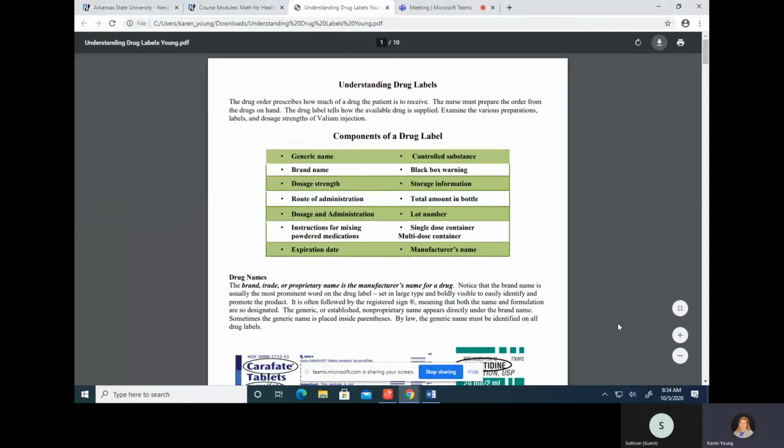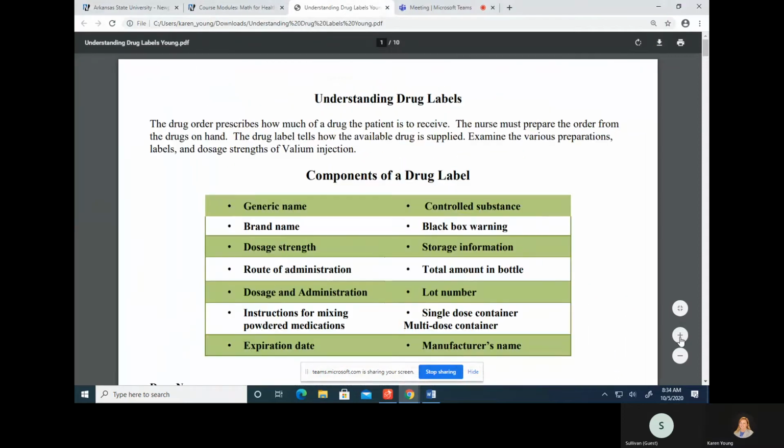All right, so for the drug labels, I won't make you list the components of the drug label because there are a lot of components. We have the generic name, and there will always be a generic name on a drug label. We'll look at drug labels here in a minute. And then there's the brand name or the trade name. It's a registered trademark of the pharmaceutical company. Tylenol is a brand name.